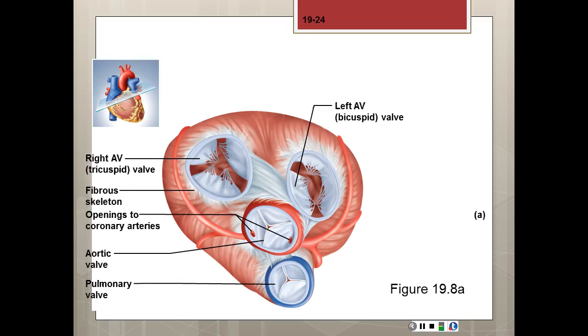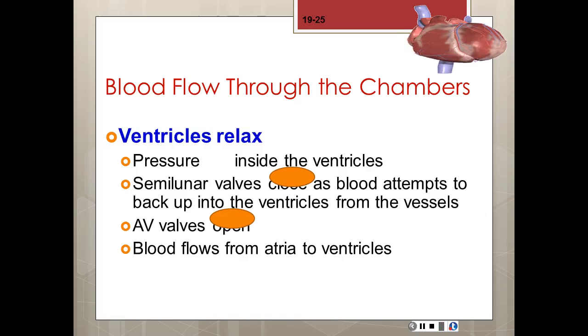So we notice here that the blood is kept entirely separate on the right side and the left side. If we have contamination of oxygenated and deoxygenated blood, that's going to cause problems with blood flow wherever it is going, whether it's to the body, the heart, or even to the lungs. Alright, so let's look at blood flow through the chambers.